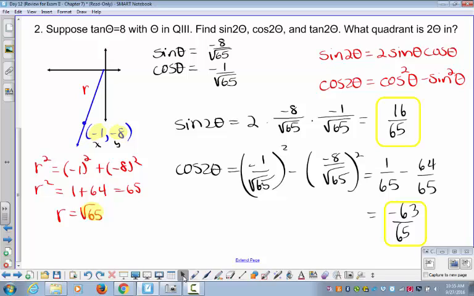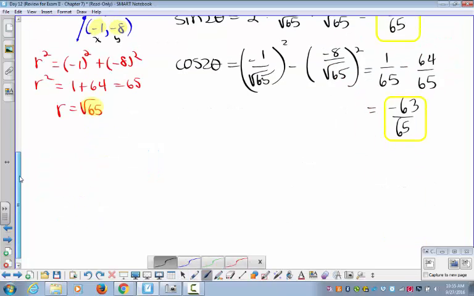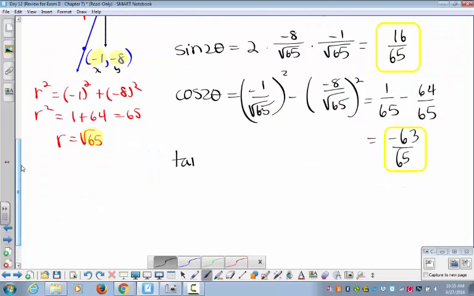Quadrant 2, where cosine is negative and sine is positive. So quadrant 2. And then tangent of 2 theta. Don't go dealing with some other identity. Just use sine over cosine. Sine, dividing by cosine means multiplying by the reciprocal.